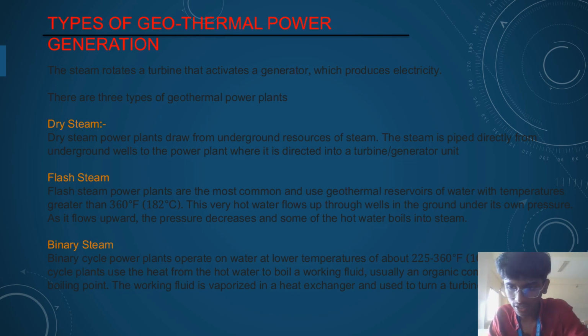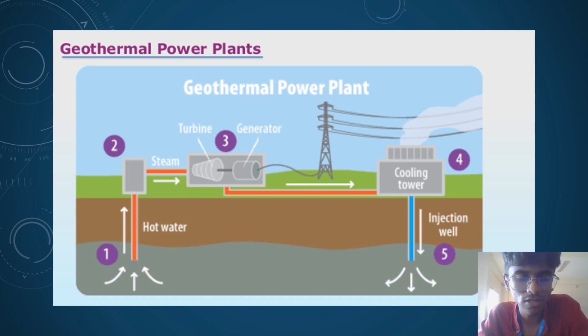Next one, binary steam. Binary cycle power plants operate on water at lower temperatures of about 225 to 365 degrees Fahrenheit. As we convert this into Celsius, it is about 107 to 182 degrees Celsius. Binary cycle plants use the heat from the hot water to boil a working fluid, usually an organic compound with a low boiling point. The working fluid is vaporized in a heat exchanger and used in a turbine to turn it.